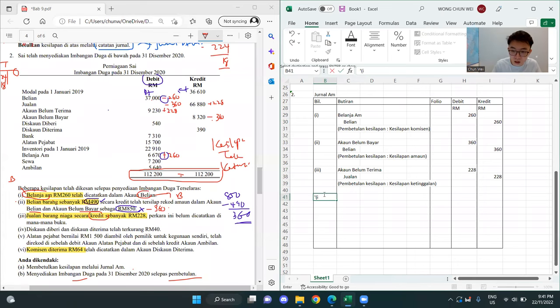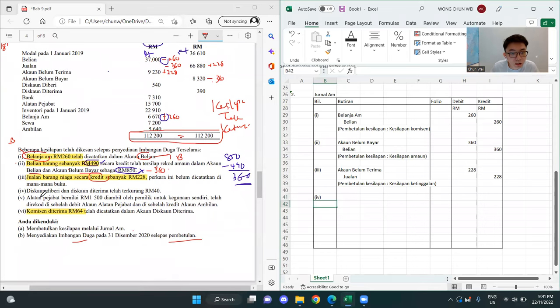Okay, so now number four. Alatan pejabat bernilai 1,500 diambil oleh pemilik untuk kegunaan sendiri. Telah direkod di sebelah debit account alatan pejabat dan di sebelah credit account bilan. So this is a what? Debit and credit side. Normally when you see salah debit and credit side, right? Usually it's a kesilapan songsang.